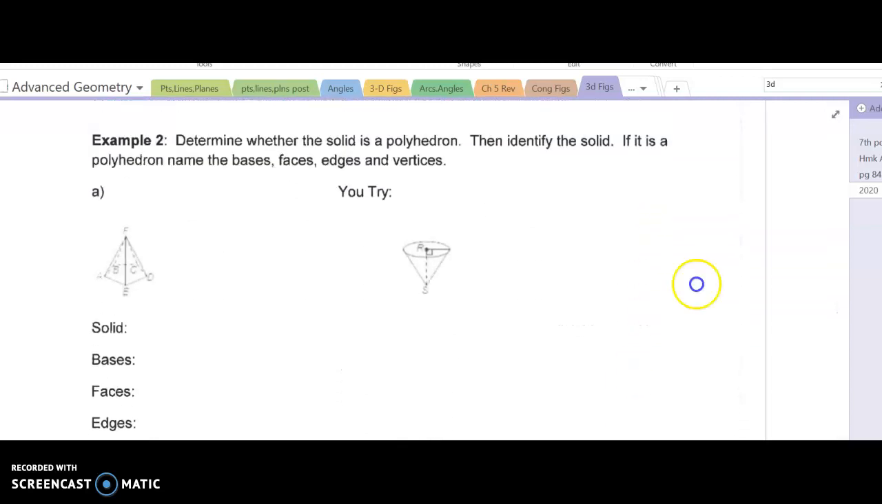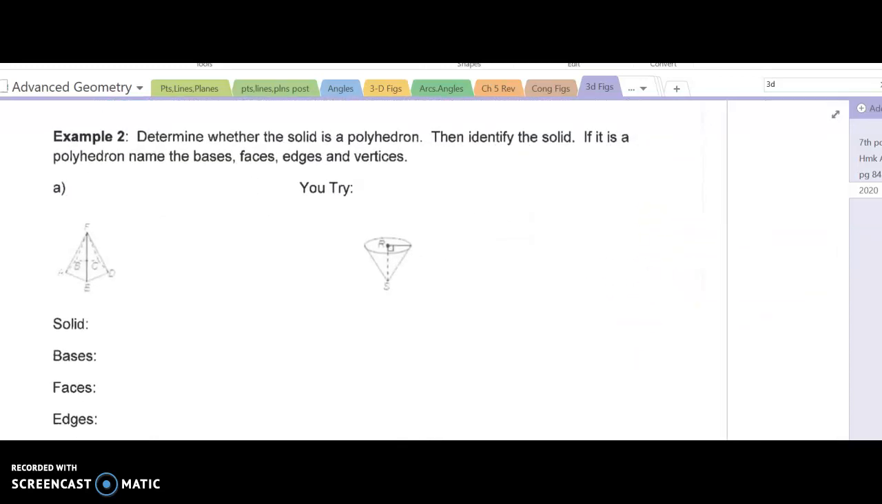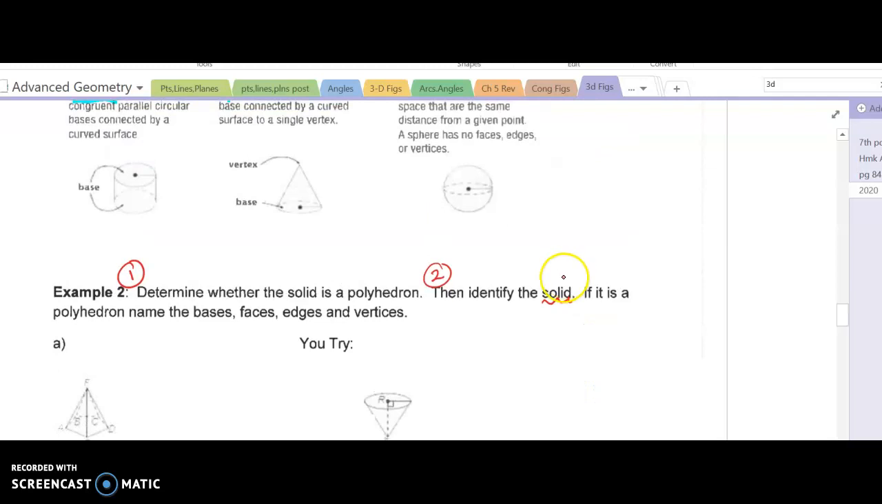Okay, so here we go. In example 2, determine whether the solid is a polyhedron. So that's number 1. Number 2, then identify the solid. So which one of these guys from above is it? And if it is a polyhedron, number 3, name the bases, faces, edges, and vertices.